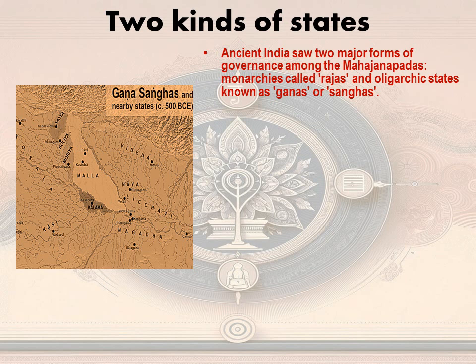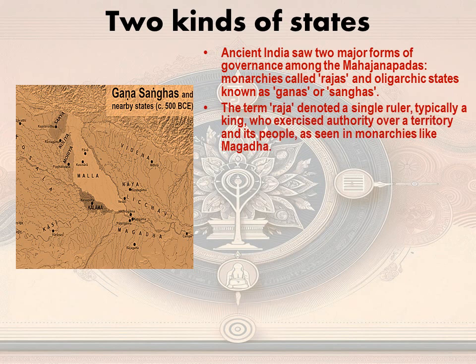Ancient India saw two major forms of governance among the Mahajanapadas. The monarchies were called Rajas, and oligarchic states were known as Ganas or Sanghas. So there was a monarchical form of government in a few states, and the monarchies were called Rajas, and there was a community-based form of oligarchic state known as Ganas or Sanghas.